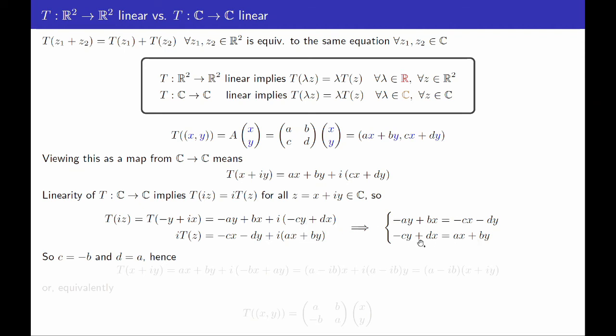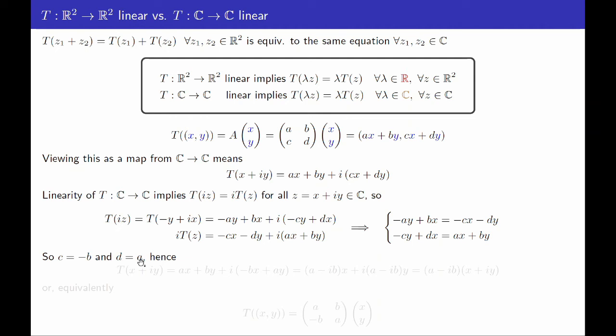Now this must be true for any x, y in R. So in particular, let's say we can set x equal to 0 and take y equal to 1 to conclude that a must be equal to d. Similarly, we can let y be 0 and x be 1 to conclude that b must be equal to negative c. And the second equation gives the same information. So this is the equivalent formulation of the system: c must be equal to negative b and d must be equal to a.